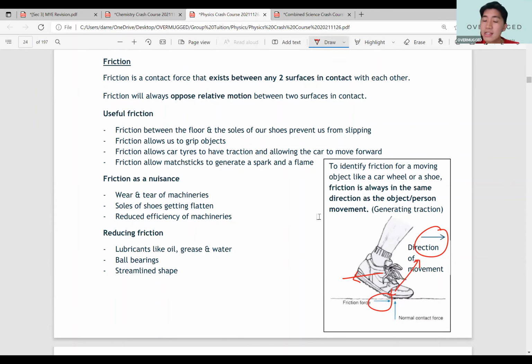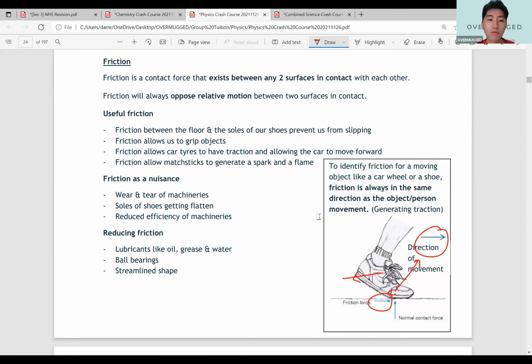You might feel like, hey, that's a bit weird, right? I'm walking to the right. How is friction in the same direction? You need to remember here we're discussing specifically the friction between your shoe and the floor. So your shoe will be sliding backwards, generating a friction in the opposite direction. This friction allows you to move forward.